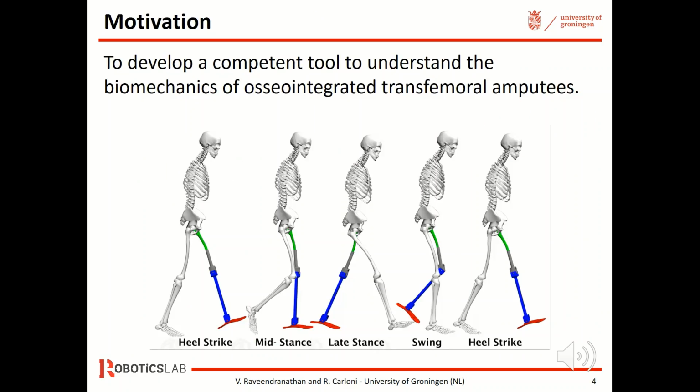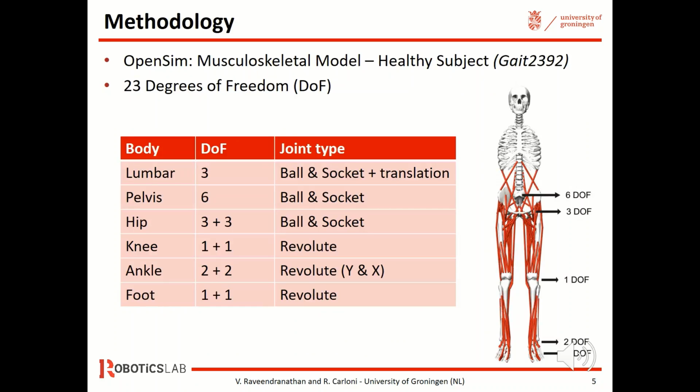With these approaches to musculoskeletal modeling, we thought of developing a competent tool to understand the biomechanics of an osseointegrated transfemoral amputee. So, OpenSim provides a musculoskeletal model for the lower extremity with 23 degrees of freedom and 92 musculotendon units representing the lower extremity of a human body.